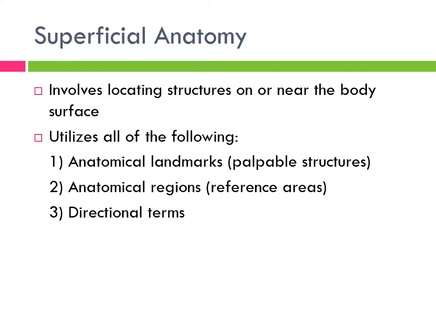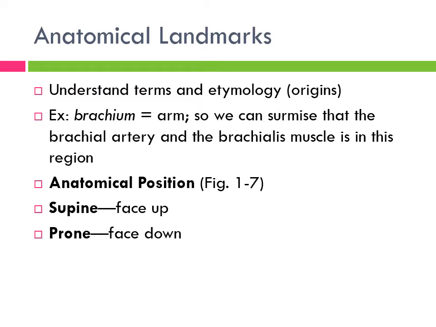Superficial anatomy refers to structures that are on the body surface. So we have anatomical landmarks, which are palpable structures. That means things that we can touch or palpate. Anatomical regions, which are reference areas, and directional terms. Anatomical landmarks, we have a lot of different terms that we can use to break these down. So brachium is the term for arm. So we could then assume that the brachial artery is in the arm and the brachialis muscle is also in the arm.